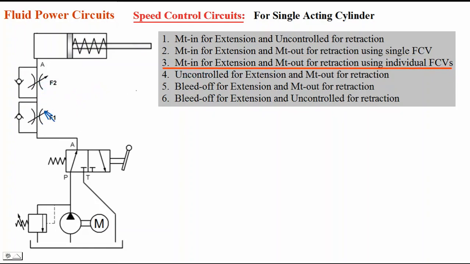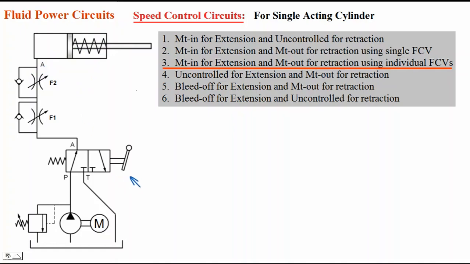This is meter in for extension and meter out for retraction using 2 individual valves, F1 and F2. In first position, P to A connection is there. Oil is flowing from P to A, and it is flowing through this flow control valve F1. It can't flow through this check valve. It has to flow through this flow control valve F1. Flow is controlled, and here it will flow through this check valve. Oil can flow through this check valve here. So extension speed is controlled by flow control valve F1.